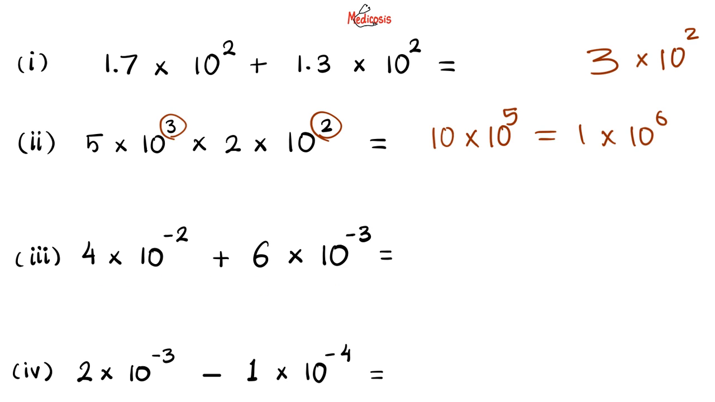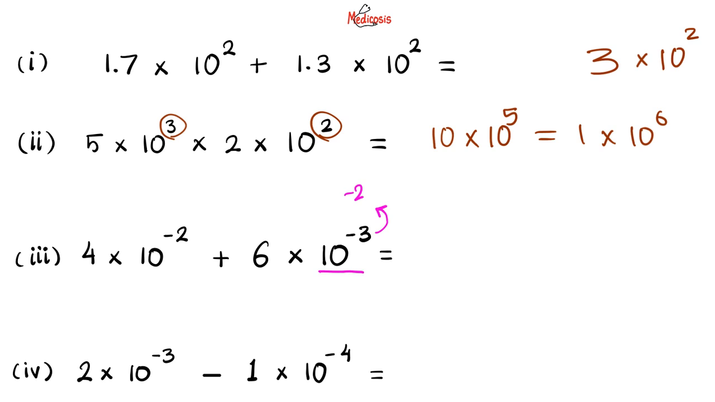Next, how about this? Oh, it's the same. Oh, it's not the same base. There is addition, but it's not the same base. Therefore, I have to manipulate this side or that side so that the exponents are the same, so that I'll be able to add. Let me manipulate this side. I want this to become 10 power negative 2. When the negative 3 in the exponent becomes negative 2, what does that mean?